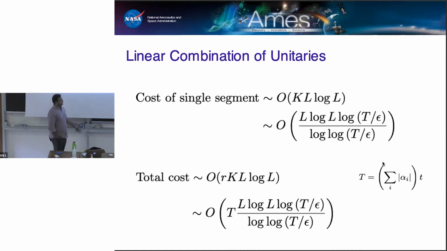So if I put everything together, we just saw that the cost of a single segment is roughly K L log L. And if you recall, K, which is the truncation order, was log(T/epsilon) over log log(T/epsilon). So the total cost of one segment looks something like this. And the total number of segments is R, which if you recall was order capital T. And so the total cost scales as this expression at the bottom.